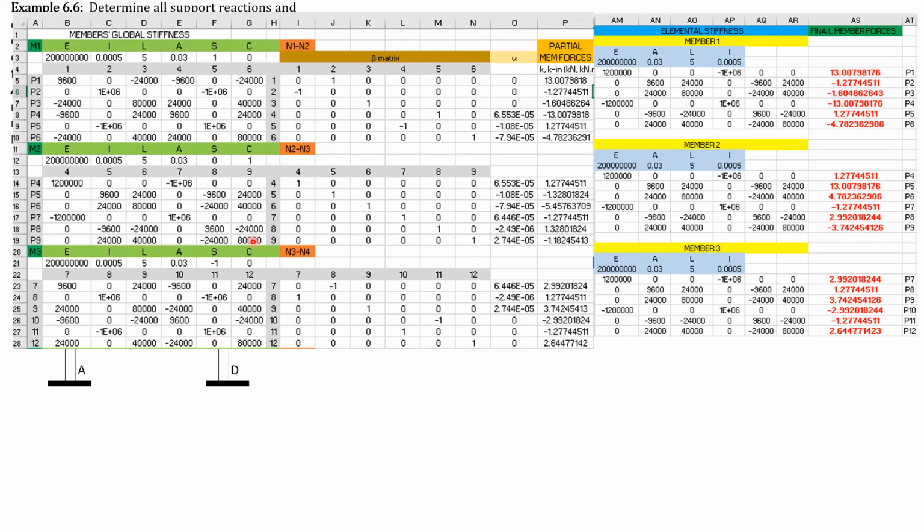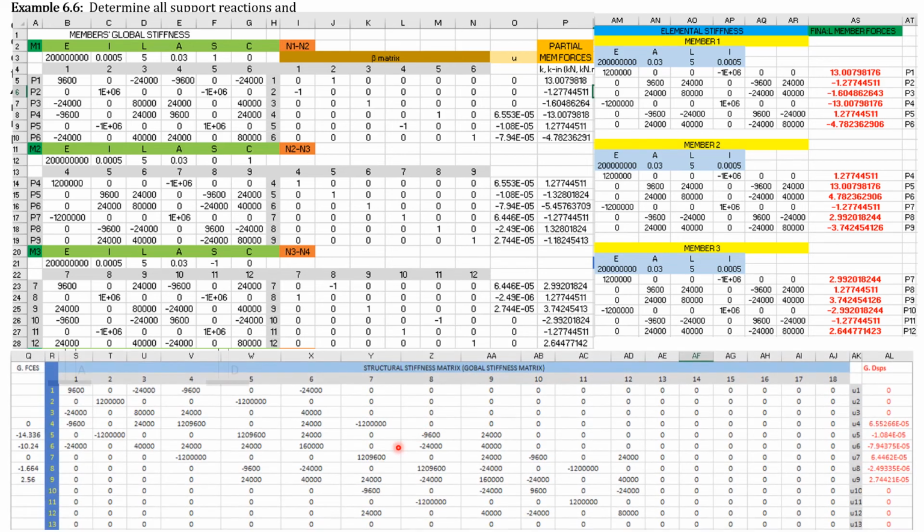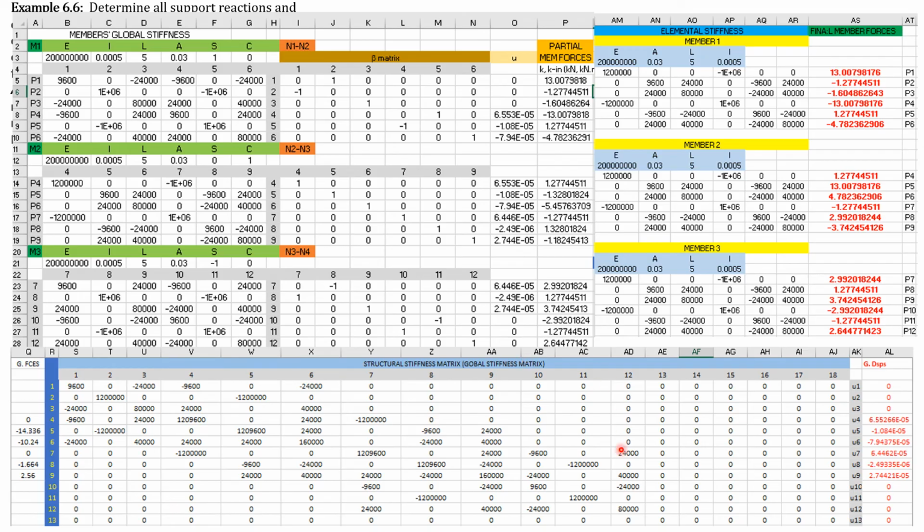Then for member CD, there is no load in CD, so there are no fixed forces. So whatever is the result in the partial member forces, that's also the final member force of member 3, which is CD. For the global stiffness matrix, it will automatically generate. These are the member forces, by the way, the global nodal forces. We are only interested in nodes 4, 5, 6, 7, 8, 9. So it's 6 by 6 here.